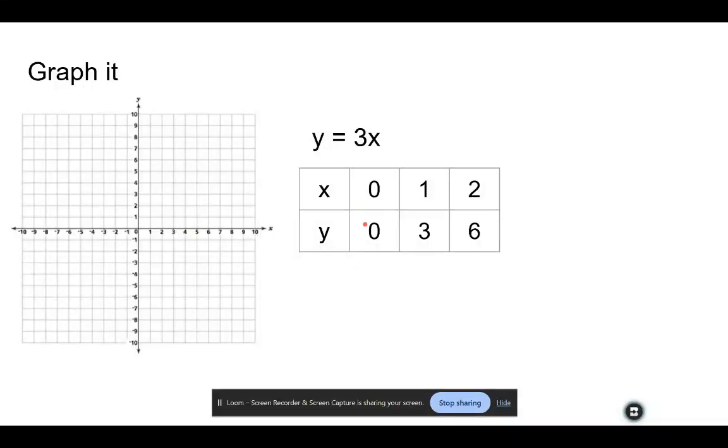I'm going to just use my ordered pairs from my table. My first ordered pair would be 0, 0. So that's at the origin, just plot that one. My next ordered pair would be 1, 3. So that means I go to the right 1 and then up 3. And my last ordered pair is 2, 6. So I start at the middle, go to the right 2, and go up 6.